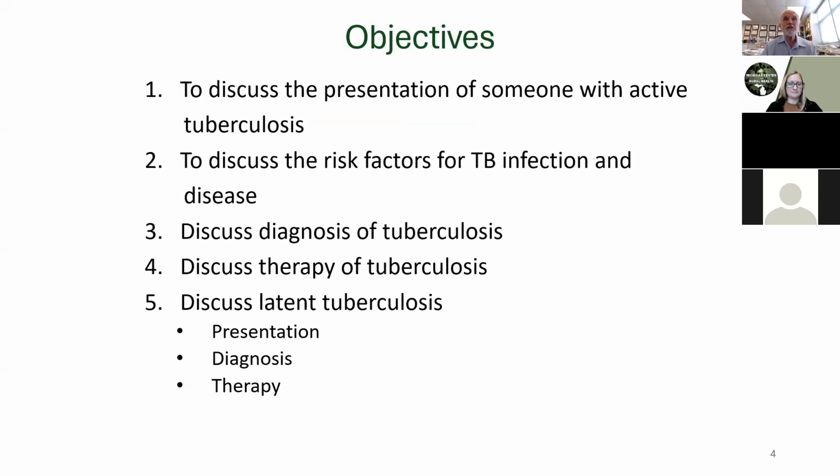So the objectives are we're going to talk about a presentation of somebody with active TB. And then we're going to discuss the risk factors for tuberculosis infection and disease, and then discuss the diagnosis of TB as well as the therapy of TB. And then at the end, we're going to discuss latent TB, both the presentation, diagnosis, and therapy. So there's a lot of information we're going to get today.